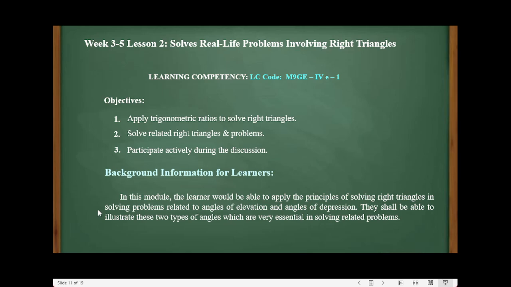In this material, you would be able to apply the principles of solving right triangles in solving problems related to angle of elevation as well as the angle of depression. You shall be able to illustrate these two types of angles, which are very useful in solving related problems. But in this video, we will focus our attention on just one type of angle, and that is angle of elevation.